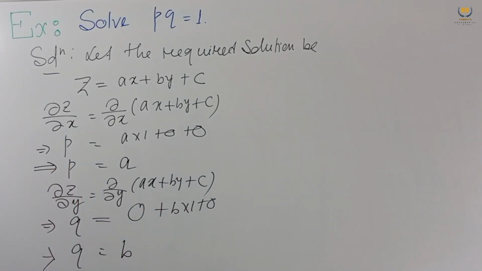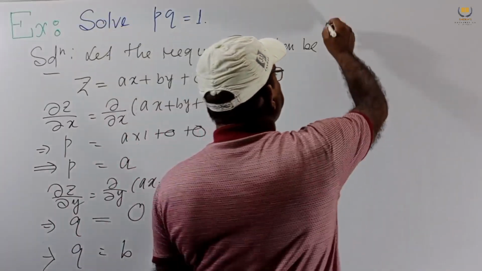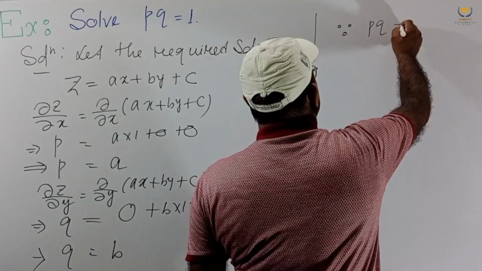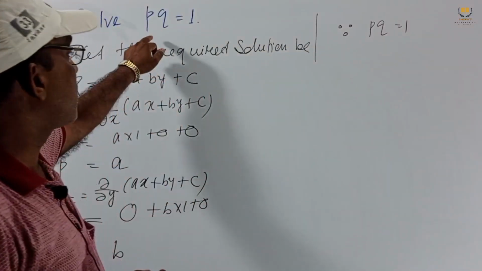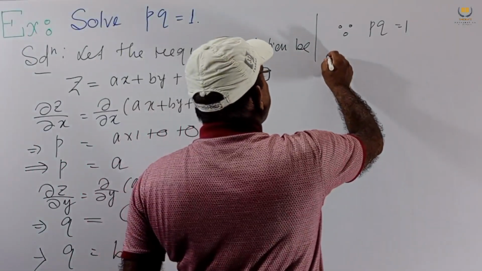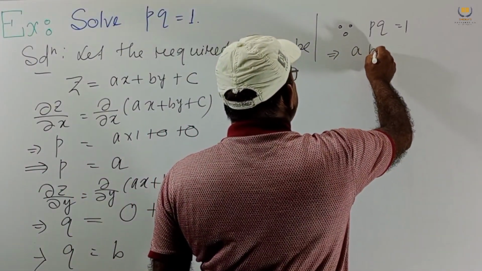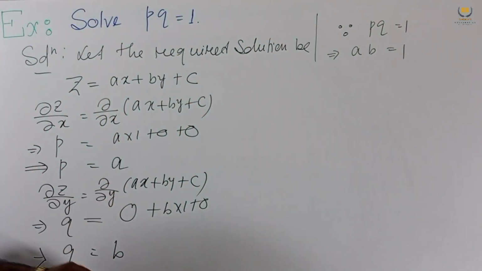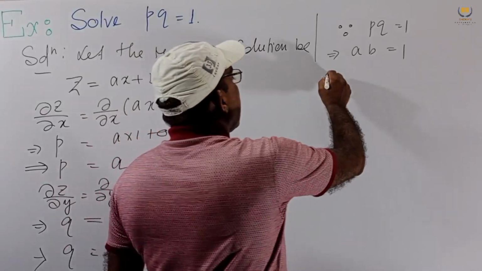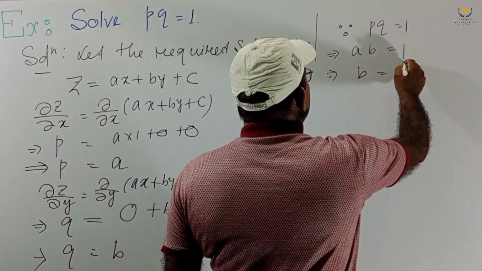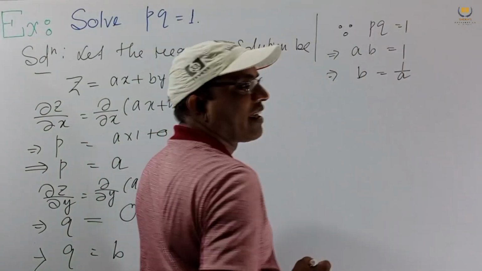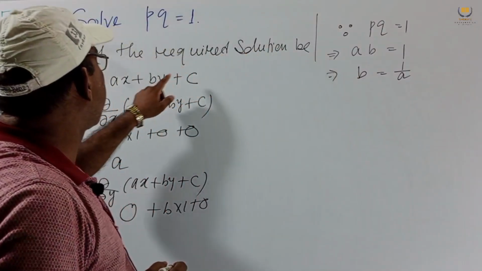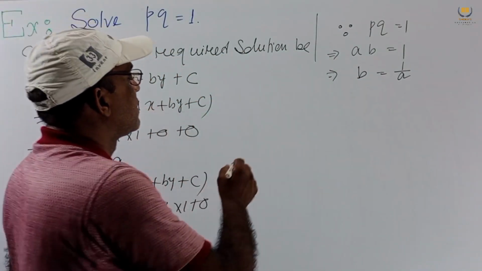We get this. But since pq equal to 1 was given in the problem, we replace p with a and q with b, because p means a, q means b. We get this, and b equal to 1 by a. Putting this value of b in the given solution, we get the required solution.